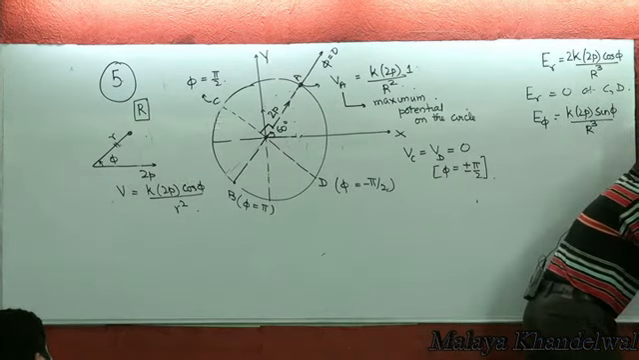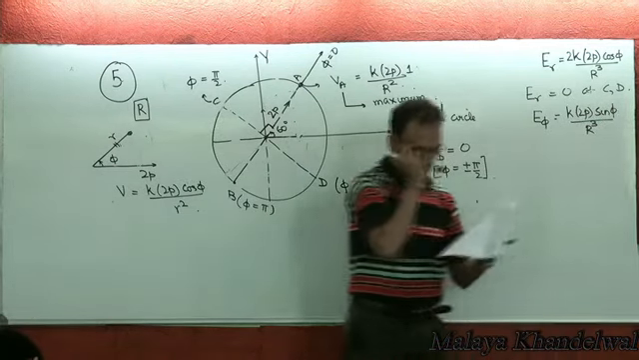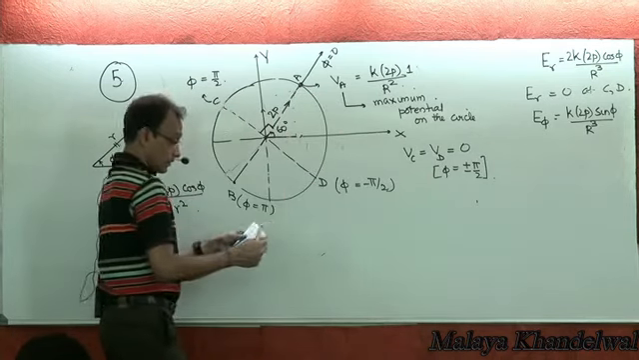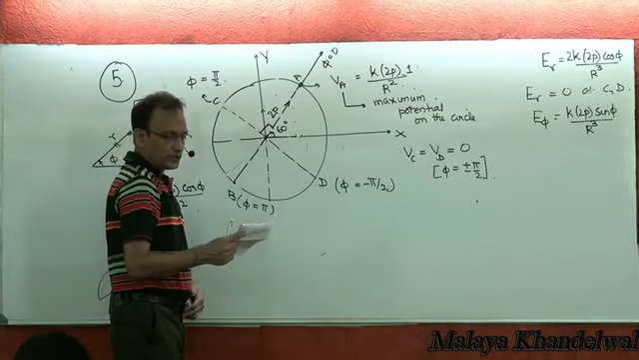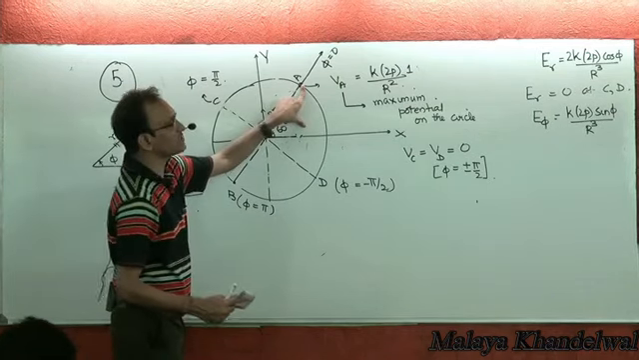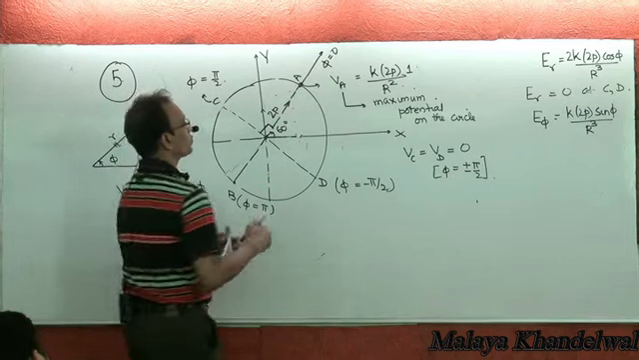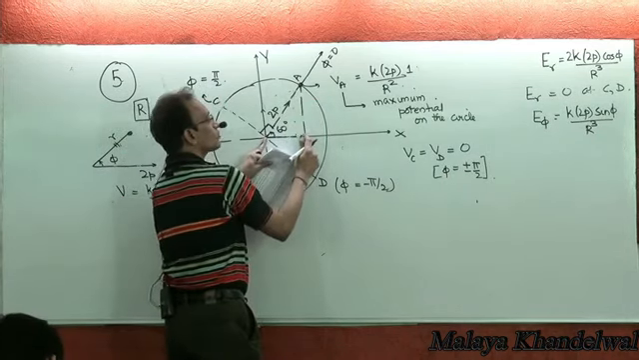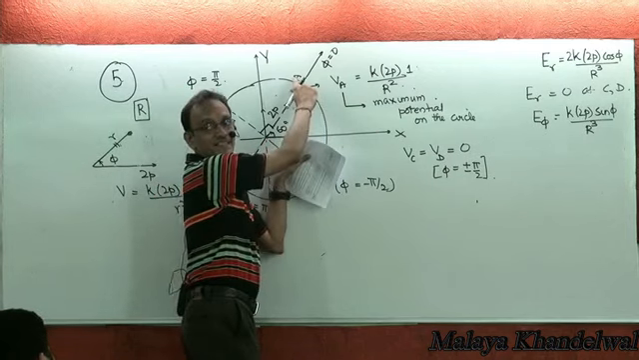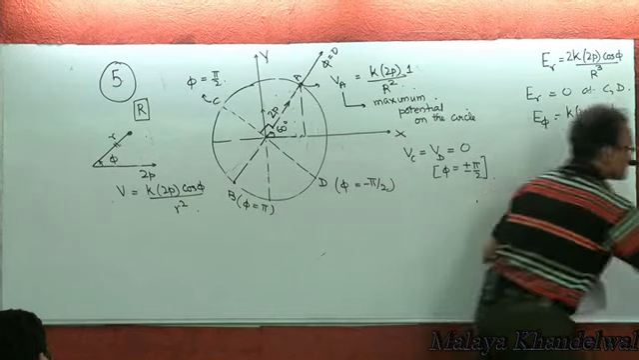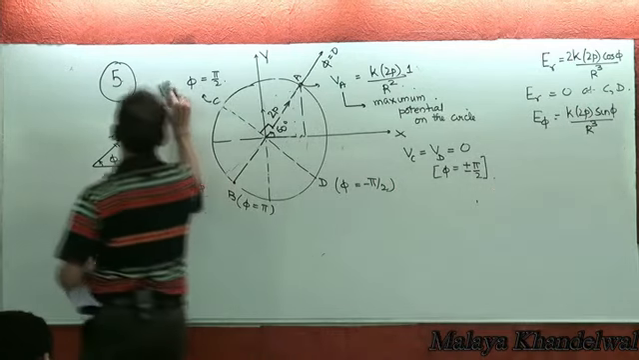So now, once we have some of this data, let's start looking at various things here. The coordinates of a point on the circle where potential is maximum. Potential is maximum at A. What would be the coordinates of A? R is the radius, R cos 60 degrees and R sin 60 degrees. So the point A is R by 2 and root 3 R by 2.